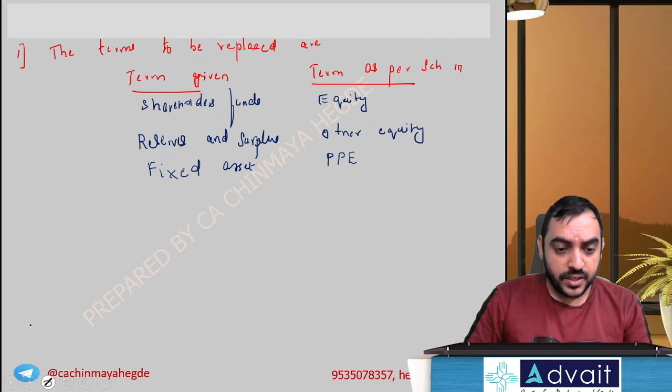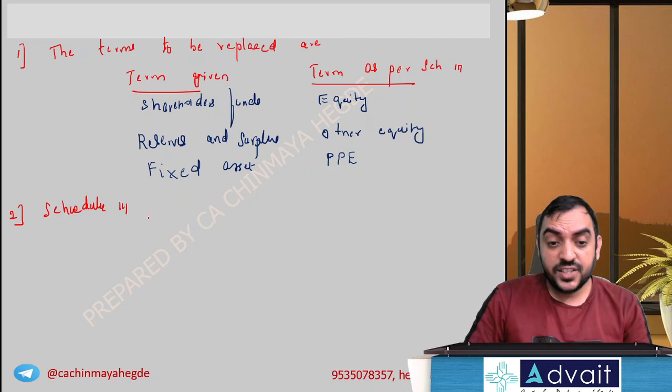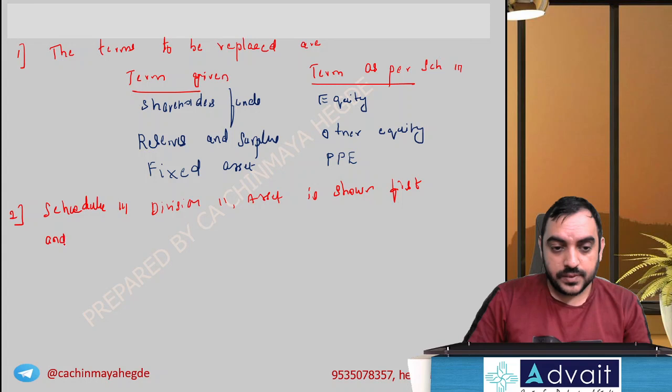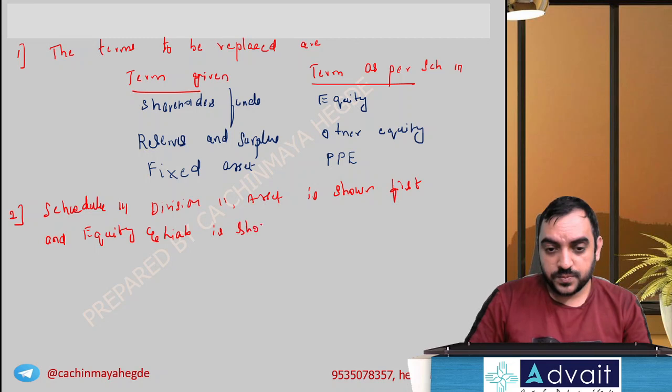Okay, so the second point you can mention: schedule 3, division 2. As per schedule 3 division 2, on the asset side, assets are shown first, and equity and liabilities are shown below.